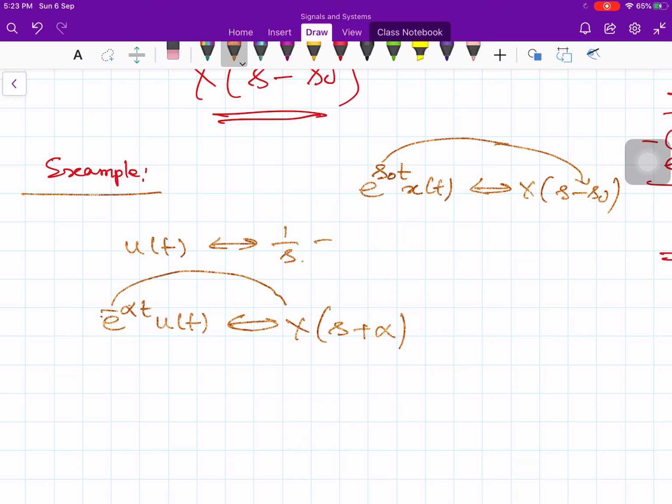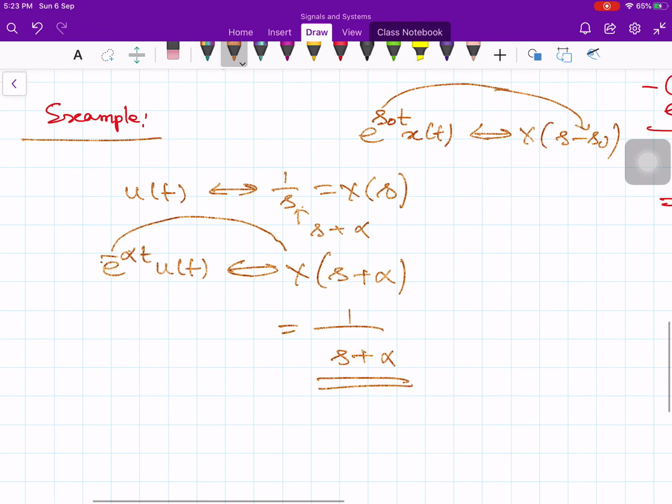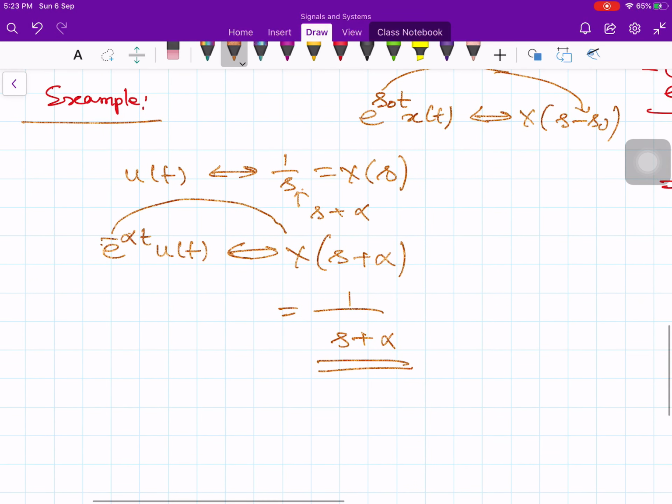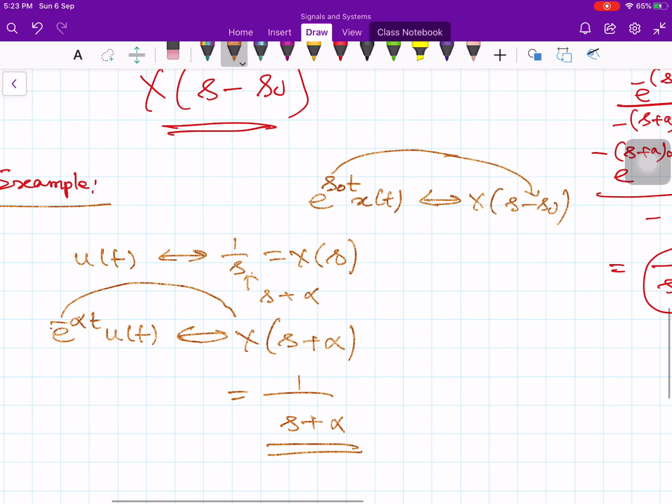So replace s by s plus alpha in this expression. So this becomes 1 by s plus alpha. You can easily find out. No need to do the Laplace transform integration again and again, according to this shifting in the frequency domain rule.